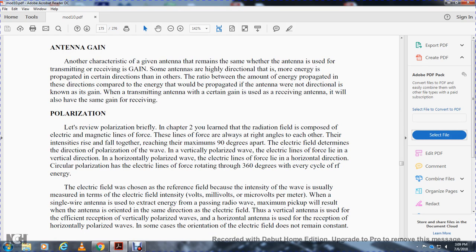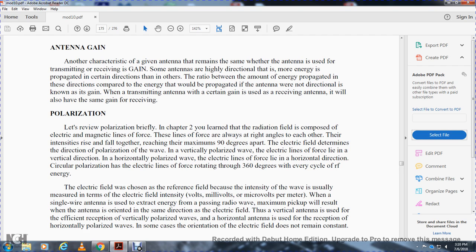Polarization. Let's review polarization. In chapter 2, we learned that the radiation field has components, the electric and magnetic lines of force. The lines of force are always at right angles to each other. The intensities rise and fall together, reaching a maximum 90 degrees apart. The electric field determines the direction of polarization of the wave. For a vertically polarized wave, the electric lines of force are in the vertical direction. For a horizontally polarized wave, the electric lines of force are in the horizontal direction.